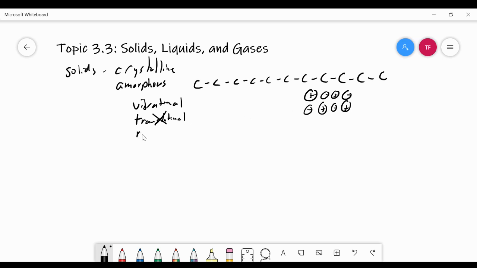And then another type of movement is rotational energy. And when you have a crystalline solid, the particles are not able to rotate. They're stuck in place. All they can do is vibrate. So all thermal energy in solids is vibrational energy.